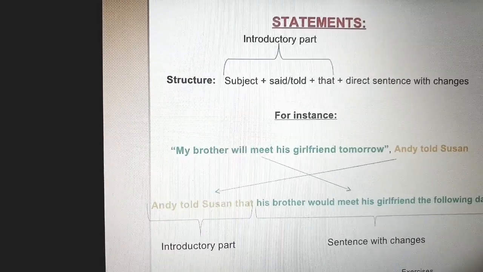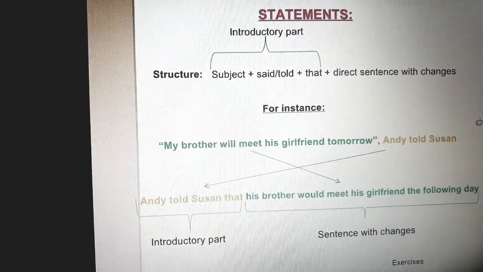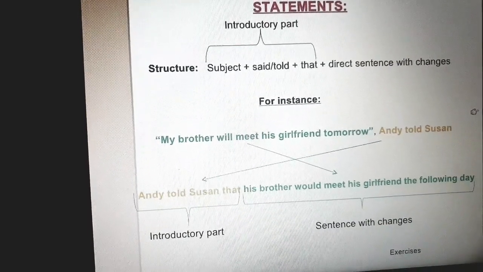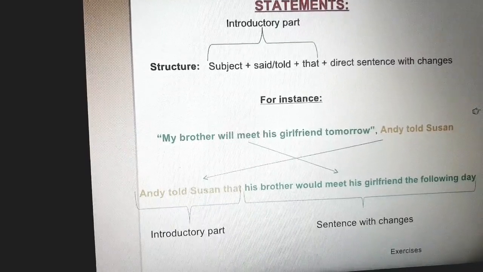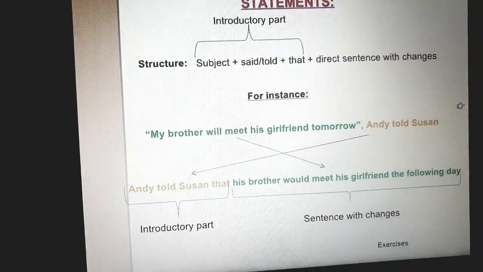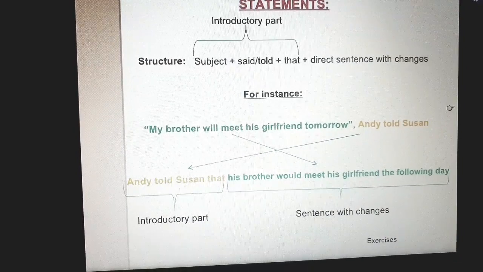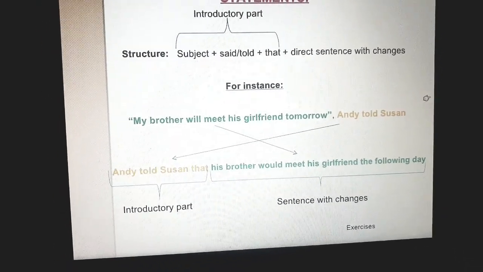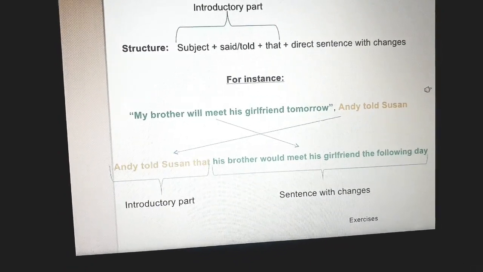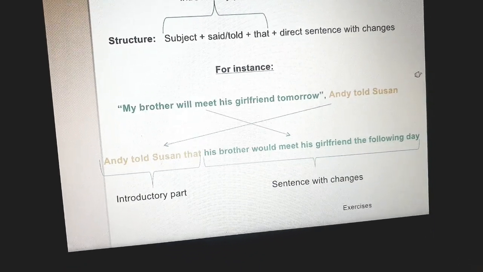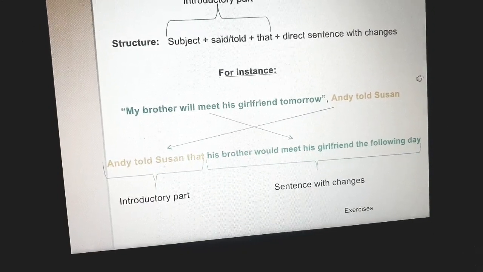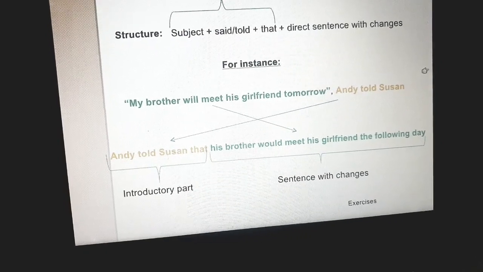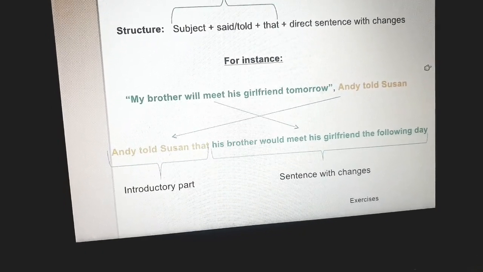Then we have the direct sentence, which we are going to change. After that we put the sentence, but not the same sentence, not the exact words. We don't put the same sentence as it is, but with changes. My brother will meet his girlfriend tomorrow, Andy told Susan. Andy told Susan that his brother. So Andy is talking about his brother. My brother changed to his because Andy is talking about his brother.